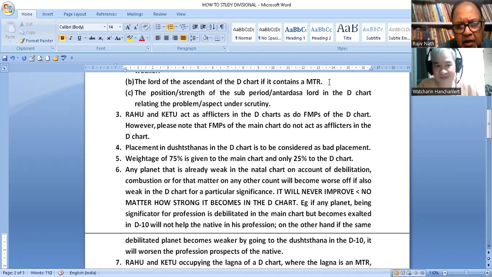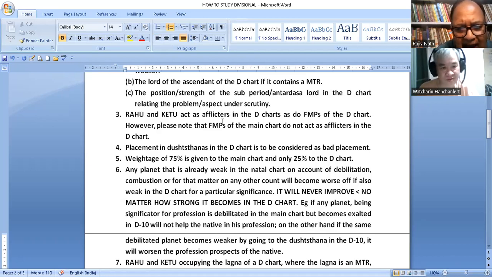Number two, then there is a special emphasis for Lord of the ascendant of the divisional chart of the relevant D chart. Lord of the ascendant of the D chart. The position or strength of the sub-period or Antardasha Lord in the D chart relating to the problem, aspect and the scrutiny. We'll understand this by an example.